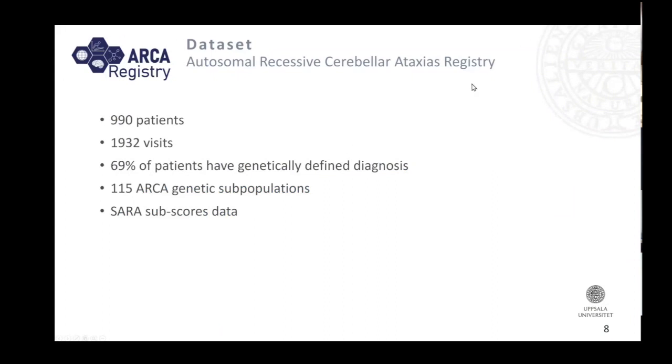The ARCA registry contains almost 1,000 patients, which of course in a rare disease is large. Most patients had only 1 or 2 visits, but some had more. Most had a genetically defined diagnosis, but there was also a large component that didn't, as you can see. And there are 150 different genetic subpopulations, most of them actually containing only a single individual. And just to point out the obvious, if you're going to do an item response model, you need to have the data at the individual task or individual item level. And that's what we have in this registry.